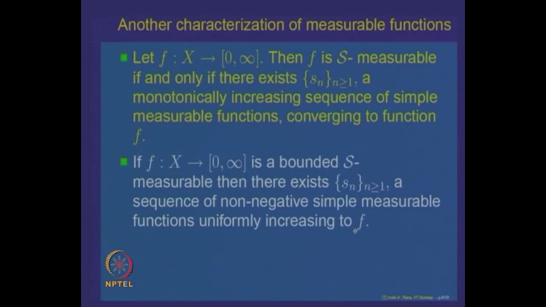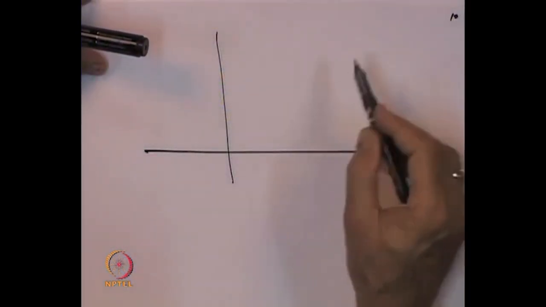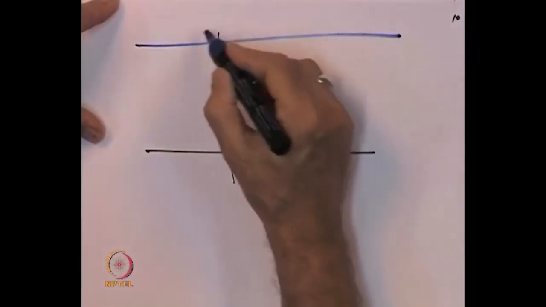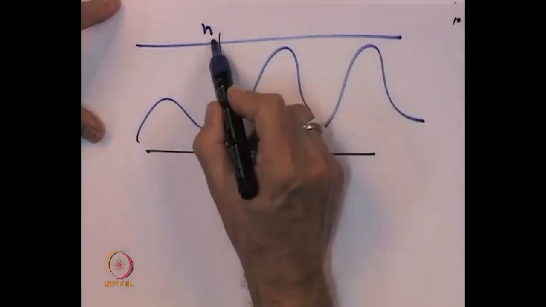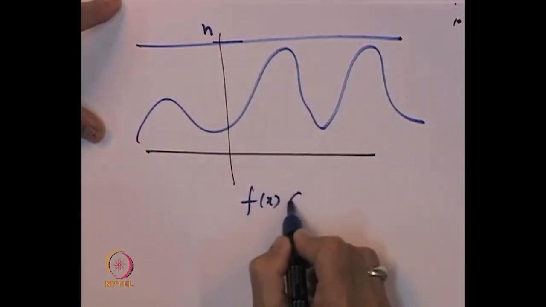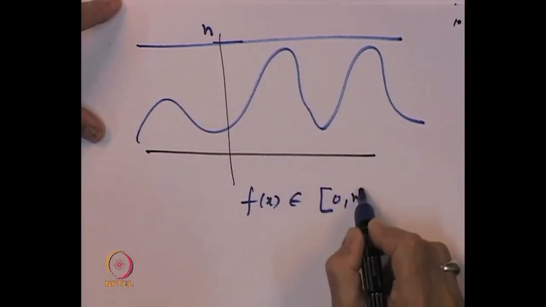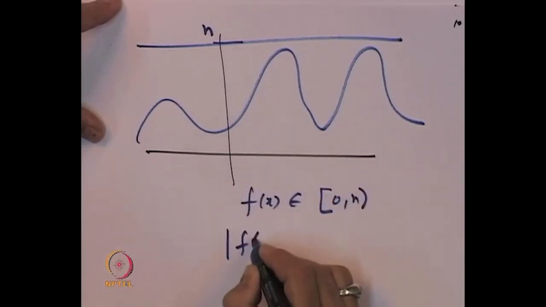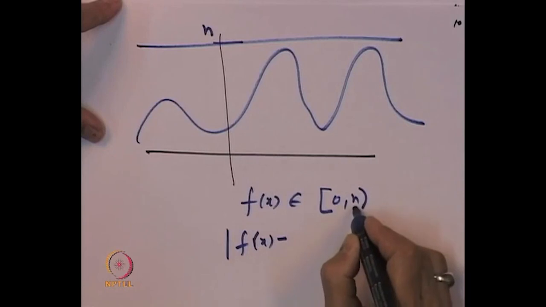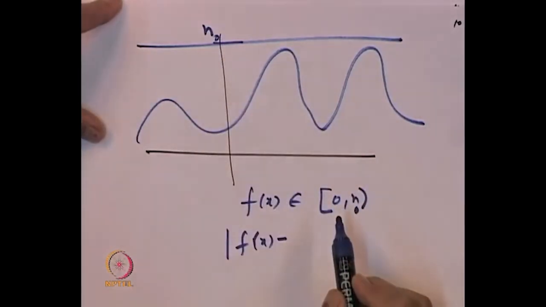To prove that it converges to f uniformly, let us just observe that if the function is bounded, that means f is a bounded function, so there is going to be n so that the graph of the function always stays below this. So, once n is fixed, f of x is always going to belong to 0 to n for some n. Let us say n naught is the bound for the function.